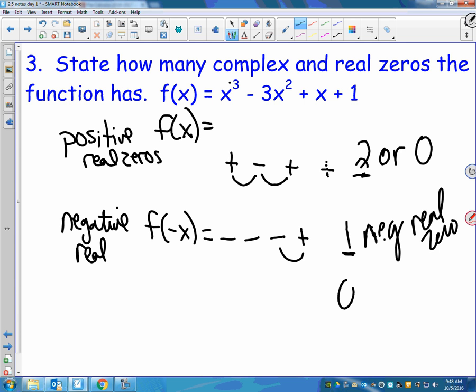So there could be 0 imaginary, but what if there's no positive and 1 negative? There could be 2 imaginary zeros. So how do we know? We just guess, right? You have to actually do it. What would the PRZs of this be? This would be an amazing test problem, right? Because the PRZs are just factors of 1 over factors of 1. So your PRZs here are just plus or minus 1.